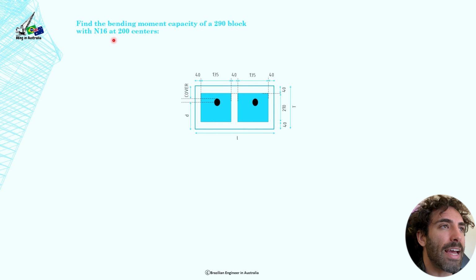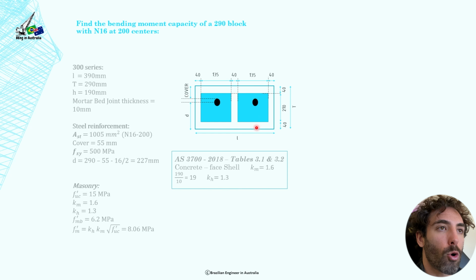So pretty much the next step is to find the bending moment capacity for a 290 block, which is the 300 series. And I'm assuming here, this is just an assumption, that we're going to need N16 at 200 centers. I assumed 16 diameter bars and 200 centers. Why did I assume 200 centers? If I use 200 centers, that means the builder will install reinforcement in every core of the block. So I'm just assuming that he's going to install reinforcement in every core here.